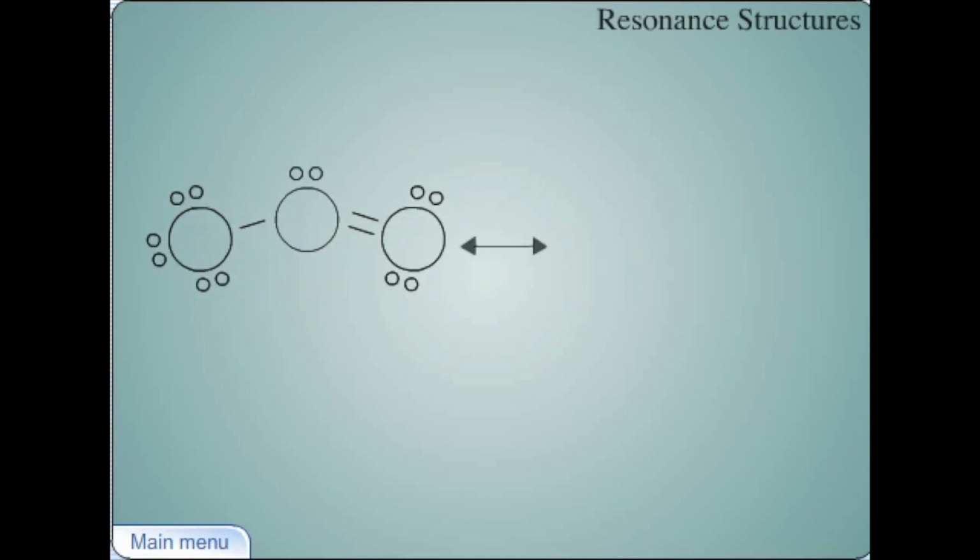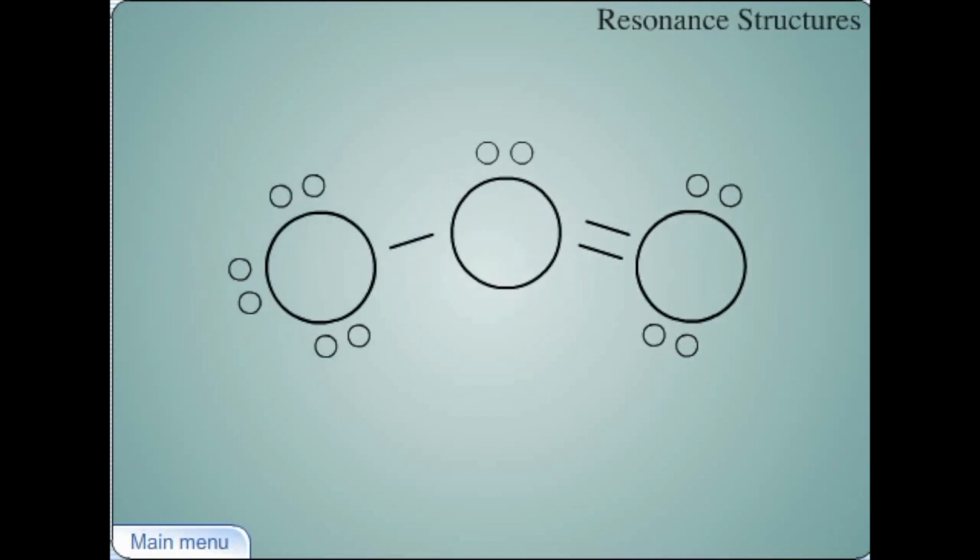We resolve this discrepancy by drawing a second Lewis structure with the double bond on the other side of the molecule. Each of these structures is a resonance structure, which is one of two or more Lewis structures for a single molecule that cannot be represented accurately by only one Lewis structure. The double-headed arrow indicates that the structures are resonance structures.